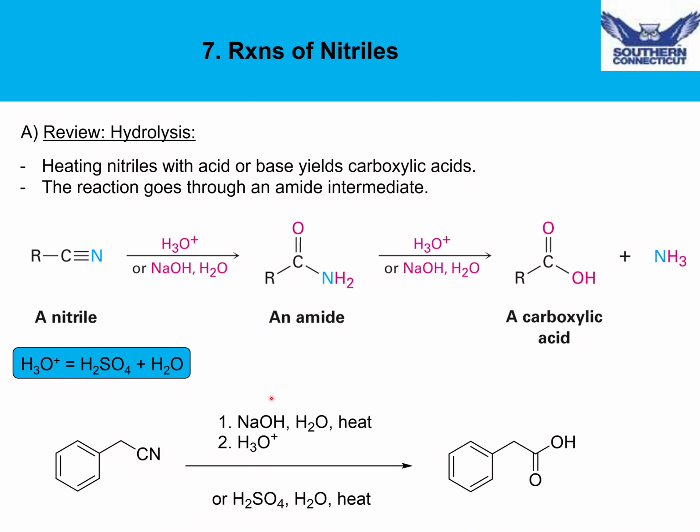Note that in the basic hydrolysis, because the reaction leads to a carboxylic acid, which is an acidic functional group, we must use a second step where we add aqueous acid to neutralize the base and also to convert the conjugate base of the carboxylic acid into the carboxylic acid. Under acidic conditions, when we do the hydrolysis, there is no need for a second step since the reaction yields the carboxylic acid directly.